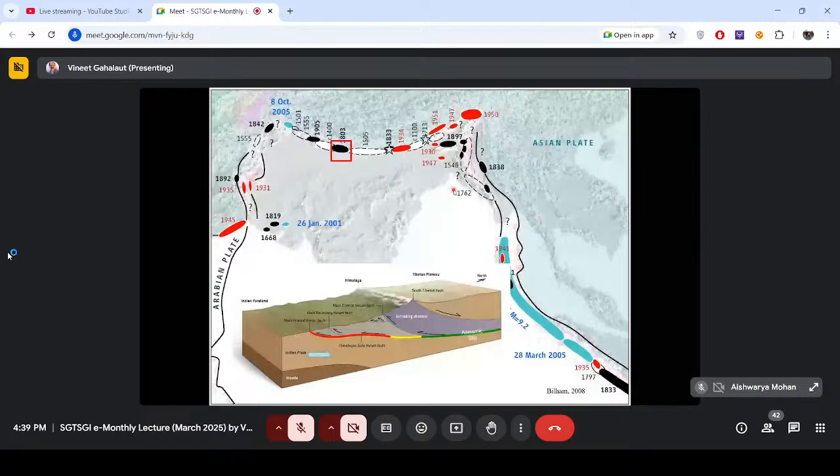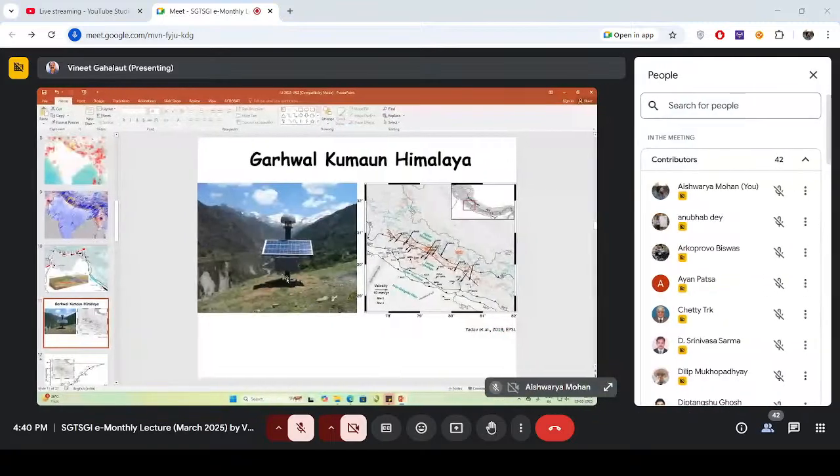Okay, good. So these stations, and that's the beauty of this whole game, it takes you to beautiful places. This is a site at Yamunotri, very close to the pilgrimage site, and this has been recording for more than 15 years, 20 years now. And what you see here is the results from.